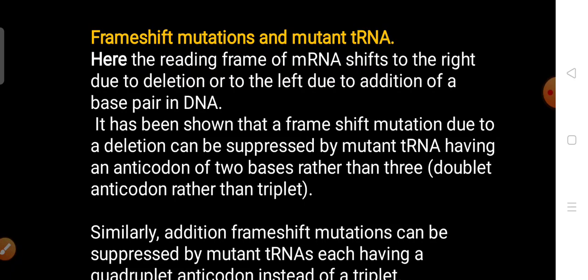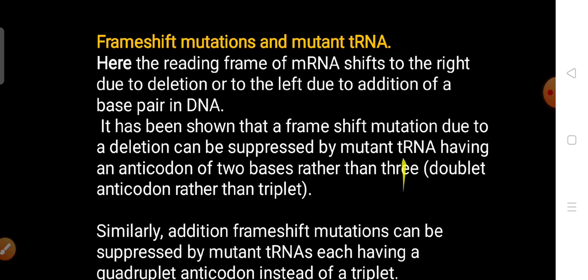Okay, so if one of the bases is deleted from a codon, then the effect of that deletion mutation can be suppressed by a mutant tRNA which has only 2 bases in its anticodon. That is called a doublet anticodon rather than a triplet.